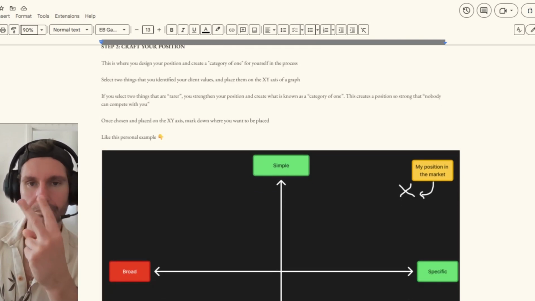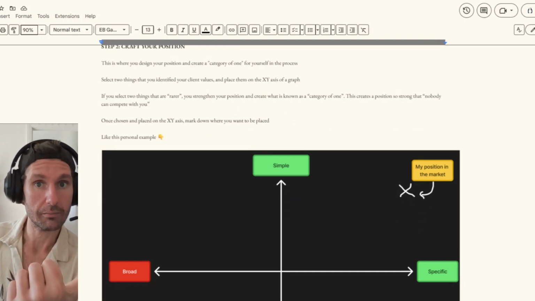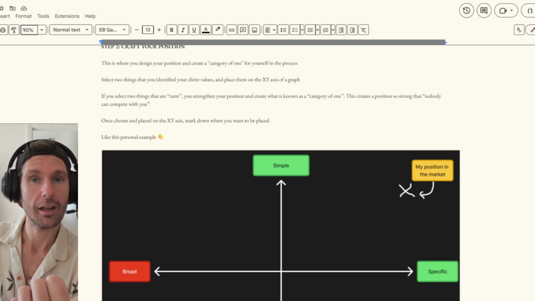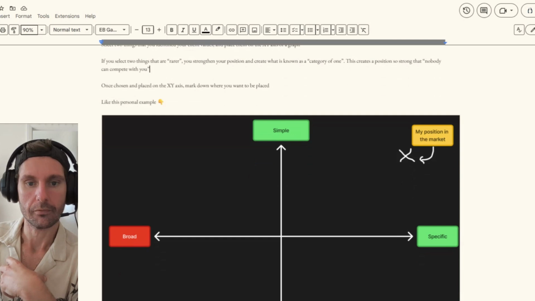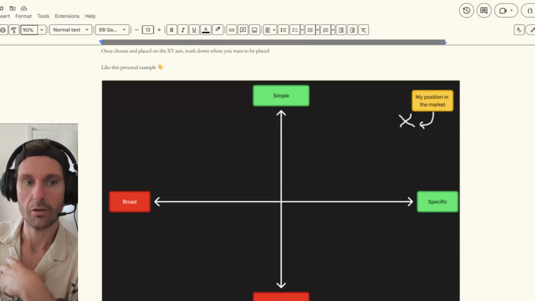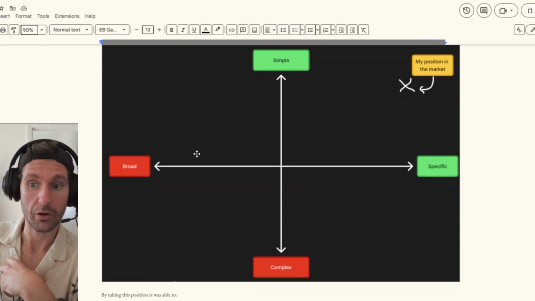So what you do is pick two values that you identified in the ideal client persona research OS that your ideal client has, and choose two that are a little rarer or really speak to you, and plot them. So for myself, what I did was I chose simplicity and I chose specificity. The opposites of those are broad and complex.